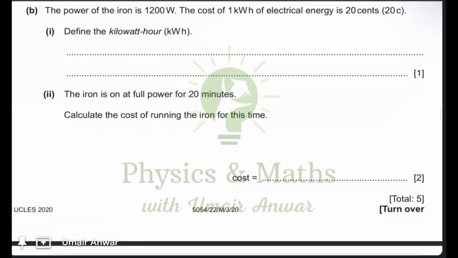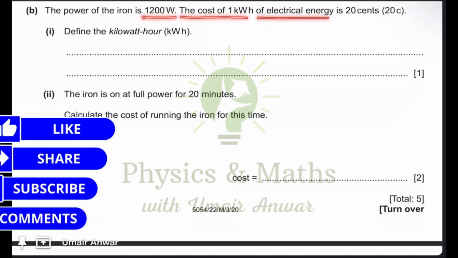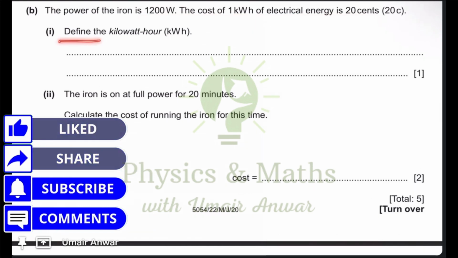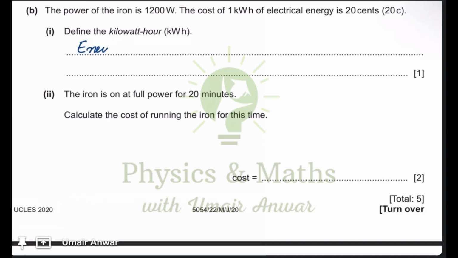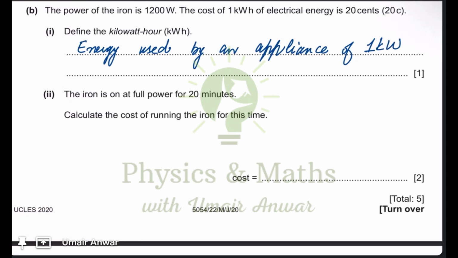The next part, the power of the iron is 1200 watt. The cost of 1 kilowatt hour of electrical energy is 20 cents. Define the kilowatt hour. Kilowatt hour is the commercial unit of electrical energy and it is defined as the electrical energy used by an appliance or a device of 1 kilowatt power when it is used for 1 hour.